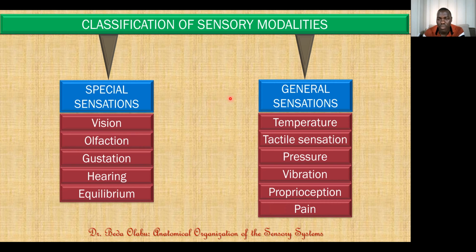We had talked about how general sensations are relayed to the central nervous system, how the sensations travel to the central nervous system. We also started on how special sensations are taken to the brain, and the special sensations we did were two: smell and taste. So today we are going to handle three special sensations: vision, hearing, and equilibrium.